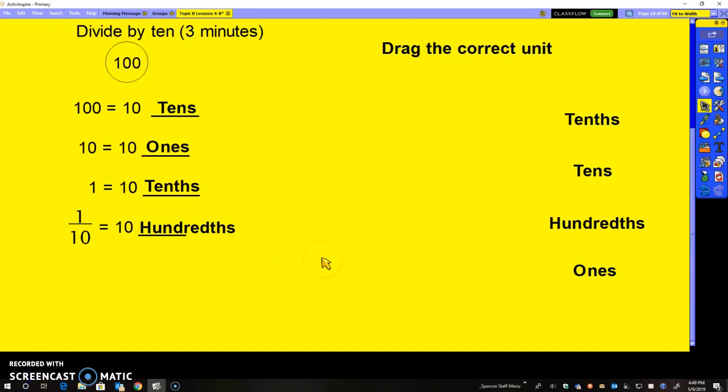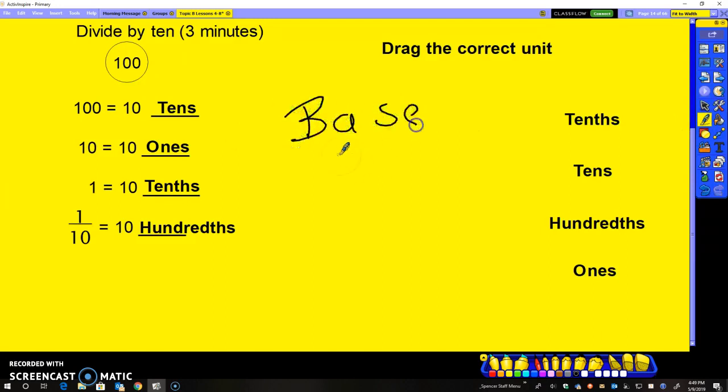Alright, here are the answers filled in the blank. 100 is 10 tens, 10 is 10 ones, 1 is 10 tenths, and 1/10 is 10 hundredths. The reason all of this works is because our number system is a base 10 system. Every time we get 10 in a place value, we move up to the next. Please don't forget about that. We started 4th grade talking about place value and these ideas. Nothing has changed. Use what you know to work with tenths and hundredths today.